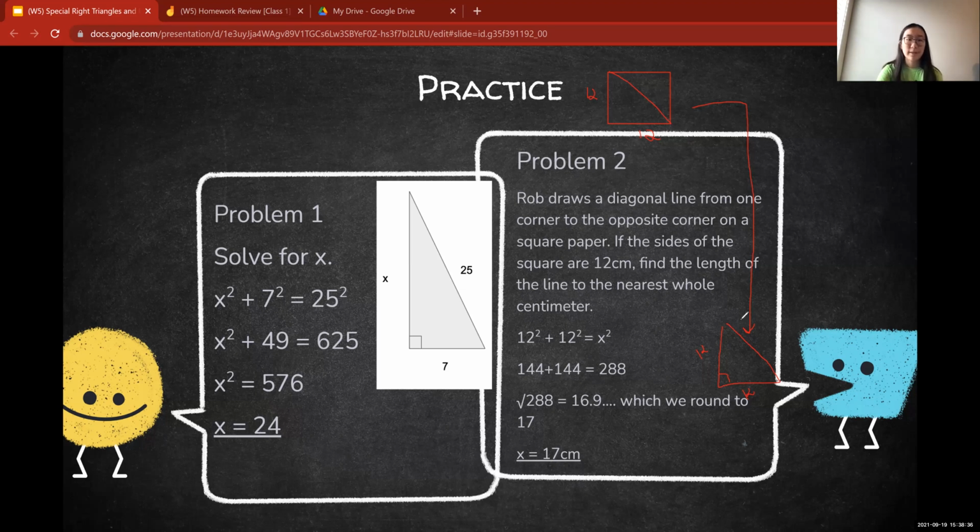Okay, so when you cut a square in half, you get triangles. Yeah, exactly. And you can only do the Pythagorean theorem on triangles, on right triangles.